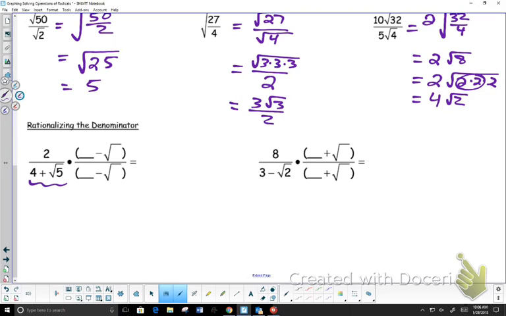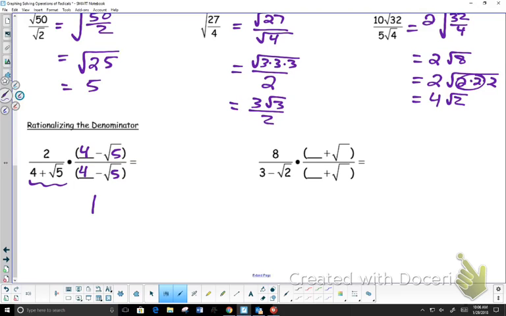To rationalize denominator, you're going to write the conjugate. So if this is 4 plus square root of 5, we're going to do 4 minus the square root of 5. And we have to do it top and bottom. In other words, we're actually multiplying by 1 because these two things are the exact same thing. And so 4 minus the square root of 5 divided by 4 minus the square root of 5 is actually 1. So we're not changing the value of this.